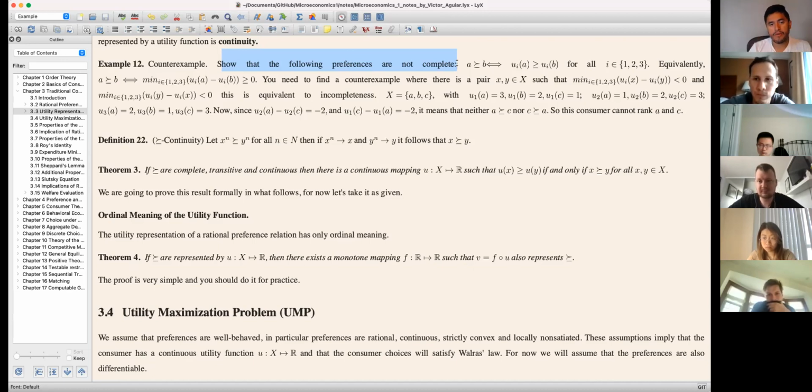So the first part is the same: show these things are not a property. Given that the property is a universal quantifier, I just need a counterexample. Now it's tricky. Imagine I had told you: show that the following preferences are not something that is existential, so there exists something. Then you have to show that for all cases, there is no such thing. So you have to do a for-all proof. It's always the negation. The negation of existential is universal. The negation of universal is existential.